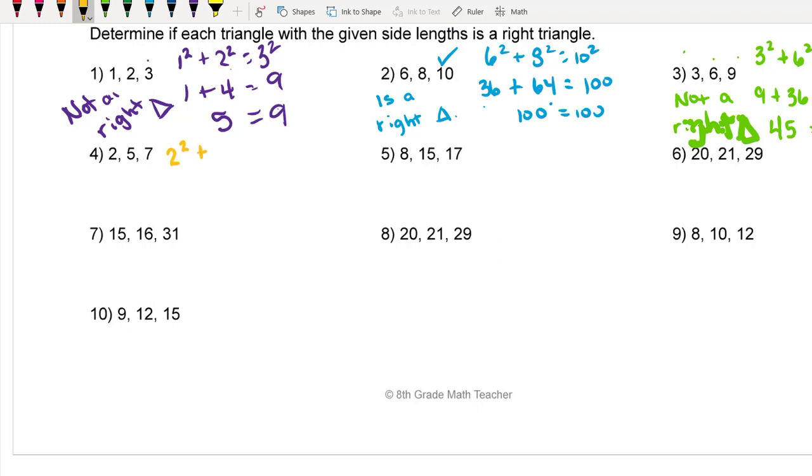2 squared plus 5 squared equals 7 squared. Already in order from least to greatest. 2 squared is 4. 5 squared is 25. 7 squared is 49. 4 plus 25 is 29. This is 49. So this is not a right triangle either.